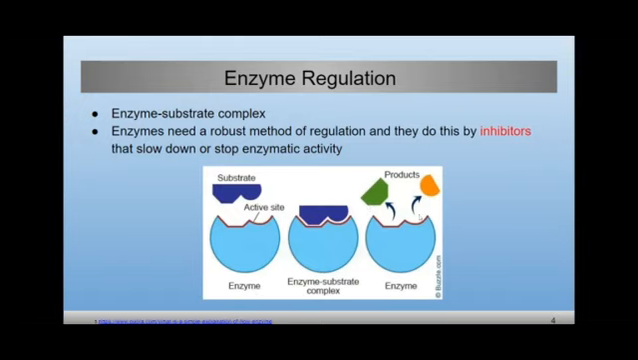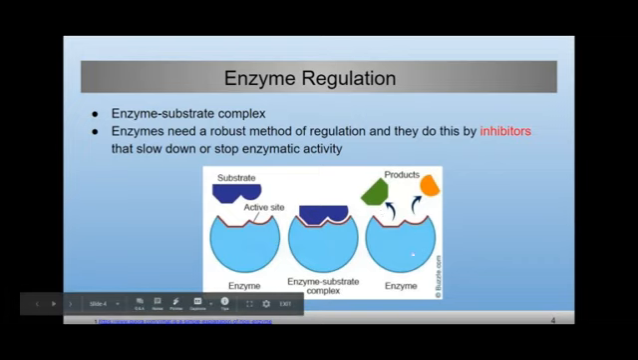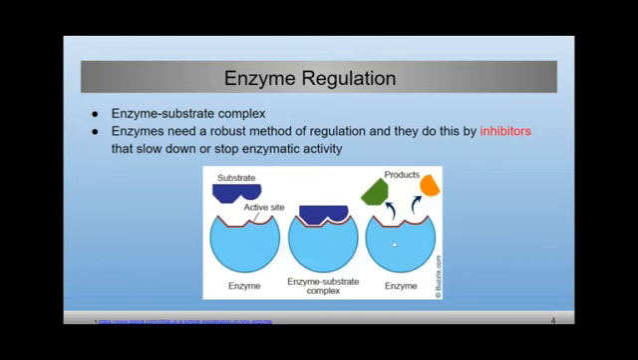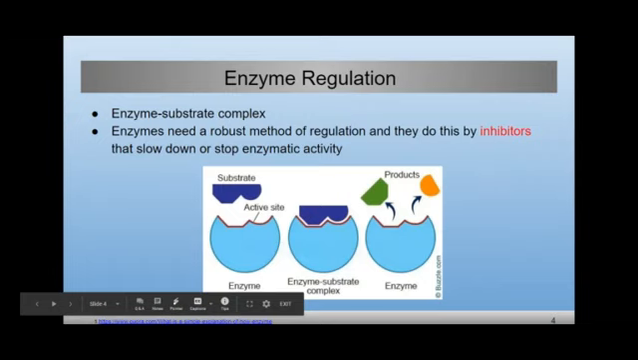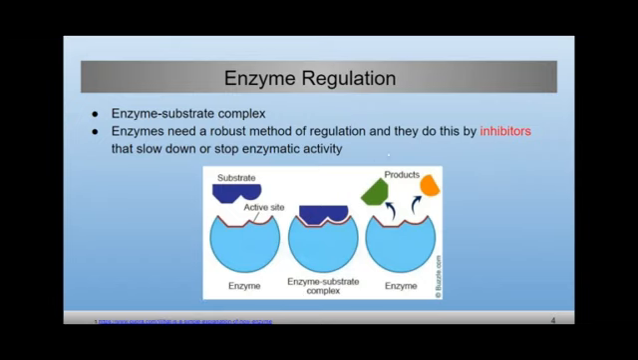You see, if we make too many products and we want to stop whatever process, how do we do that? How do we do that in a cell or in the human body, or actually in any organism's body? Well, the enzymes do need a robust method of regulation, and they do this by several different types of inhibitors that can slow down or stop enzymatic activity completely.